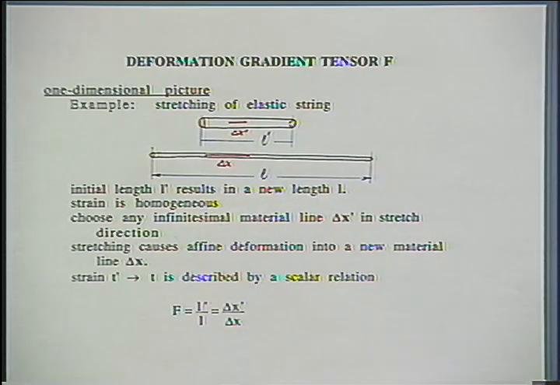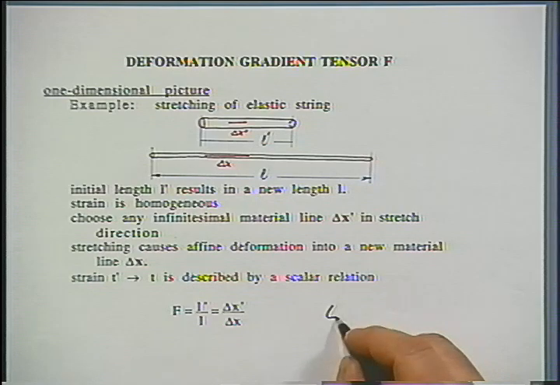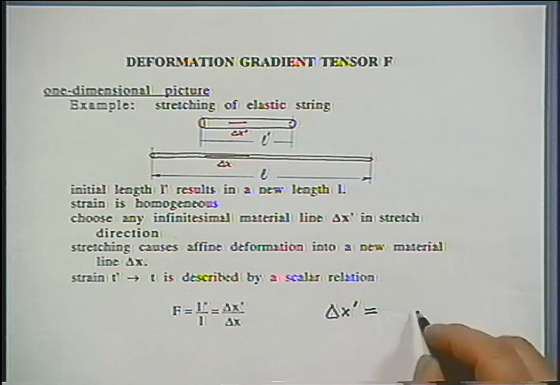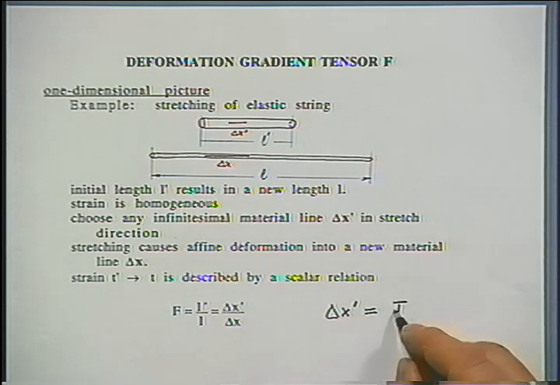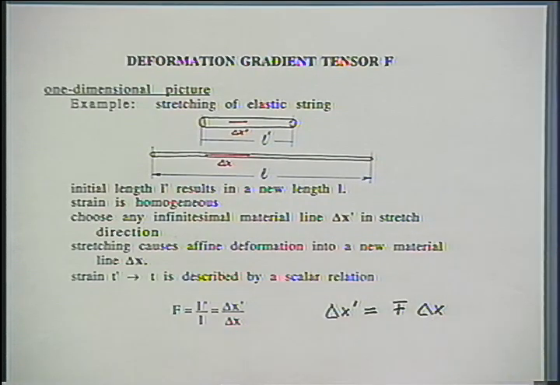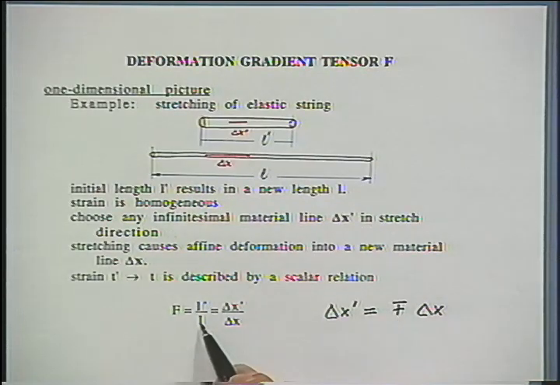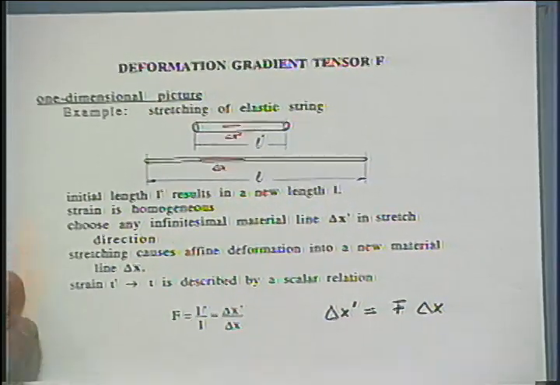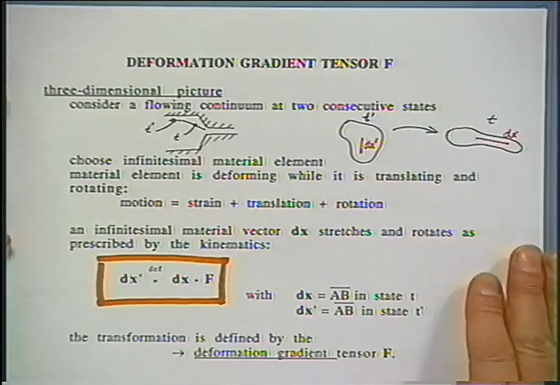And we could rewrite this. That's the formulation I will use in the next one. We could say delta x prime is equal to F times delta x. And everything is scalar in this case. F would be the stretch given by the macroscopic length change. So that's the 1D picture, which is kind of obvious.